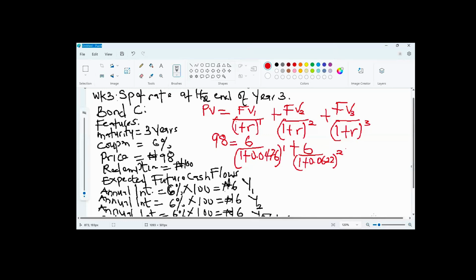plus future value in year 3, 106 over 1 plus R in year 3. So 98 is equal to, please work, 6 divided by 1.0476. What do you have?